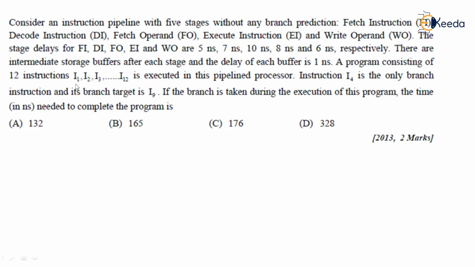A program consisting of 12 instructions, that is I1 to I12, is executed in this pipeline processor. Instruction I4 is the only branch instruction, and its branch target is I9. If the branch is taken during the execution of this program, the time needed to complete this program is 132, 165, 176, 328. Okay, let us get into the details first of all.